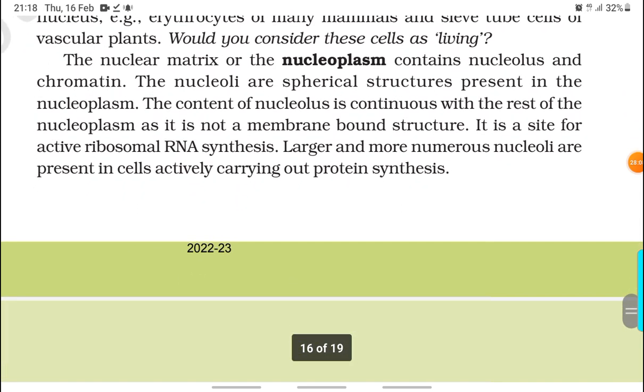The nuclear matrix or the nucleoplasm contains nucleolus and chromatin. The nucleoli are spherical structures present in the nucleoplasm. The content of the nucleolus is continuous with the rest of the nucleoplasm as it is not a membrane-bound structure. It is a site for active ribosomal RNA synthesis. Larger and more numerous nucleoli are present in the cells actively carrying out protein synthesis.